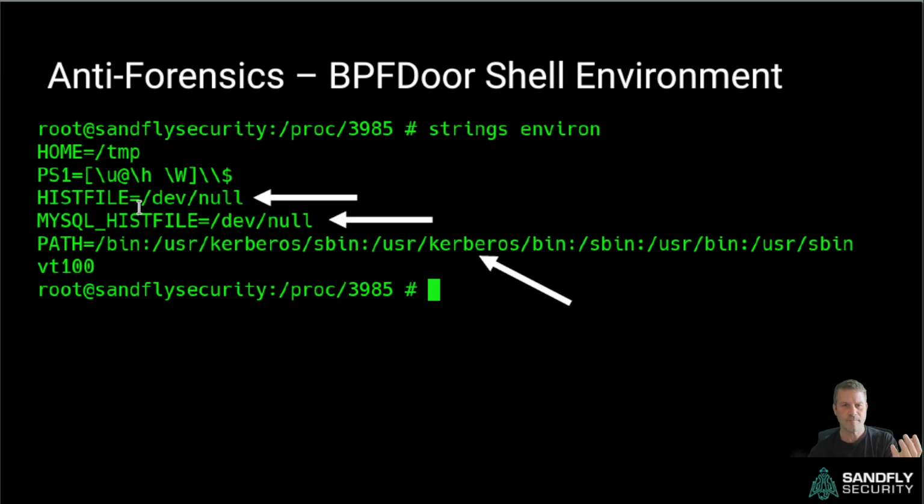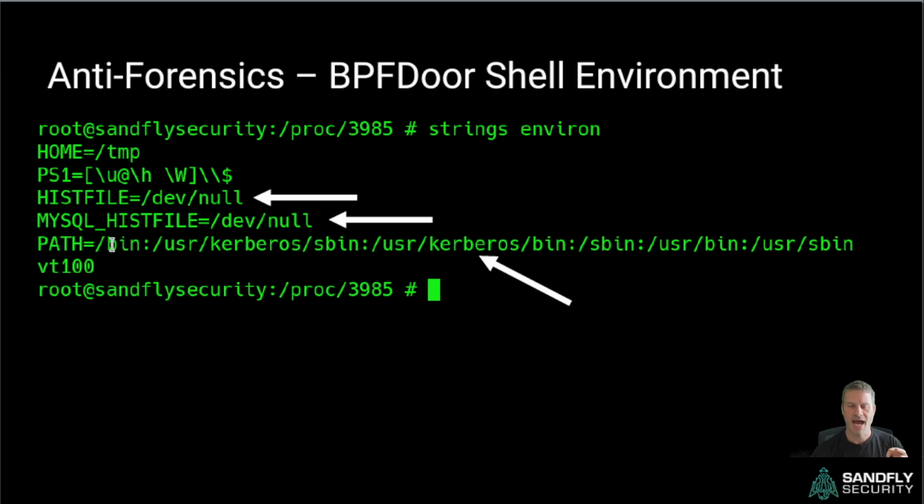First of all, his file is sent to /dev/null. Again, another anti-forensics technique. This basically means don't write any data to the history file. Two, MySQL hist file set to /dev/null. This tells us that the people behind this tool had a keen interest in MySQL databases, and again, they wanted to make sure that the operators didn't leak any information.